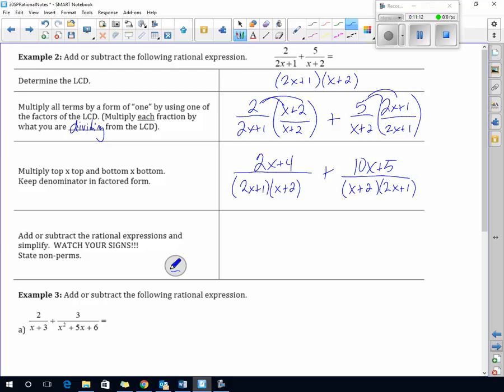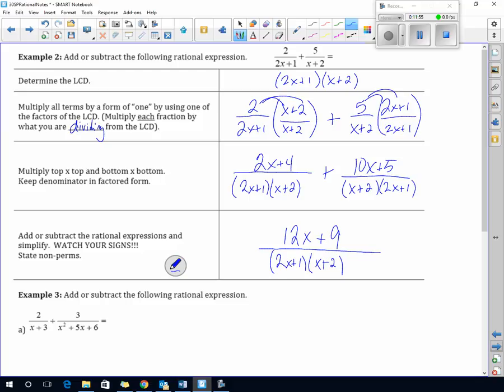Watch the signs. If you're subtracting, I would highly recommend changing the subtraction into an addition and switching the signs of the binomial or the trinomial, because a lot of times people make mistakes otherwise. So let's add this together. 2x plus 10x is 12x. 4 plus 5 is 9. And you might say, oh, there's a common factor you could factor out. You could try to see, but this is all good to go. Okay, so bada bing, bada boom, we're done.